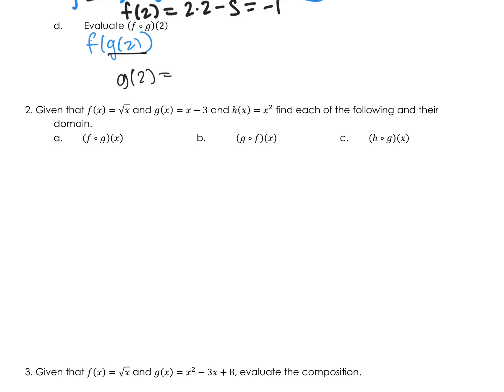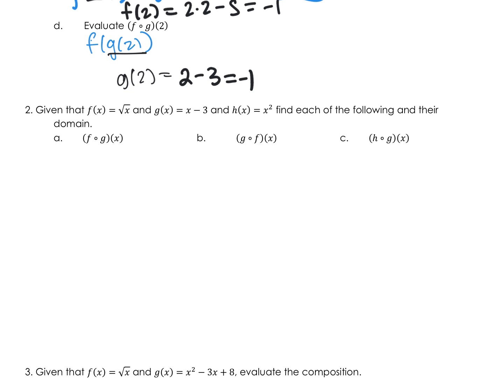So g of 2, you should have gotten -1. Raise your hand if you got -1 for g of 2. Just the first part. -1? Good. g of 2, we got -1 because we should have 2 minus 3, which is -1. Okay? Now, is that my final answer? No, that's just g of 2, right? We need f of g of 2.